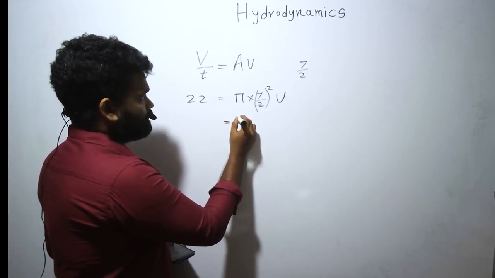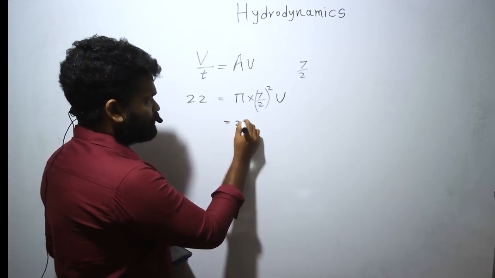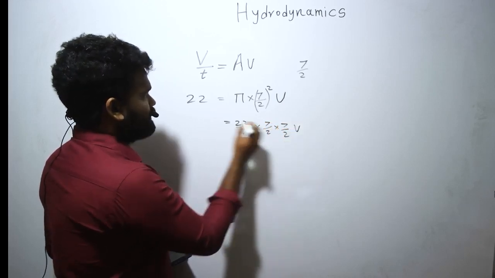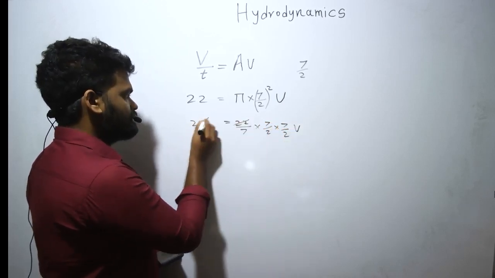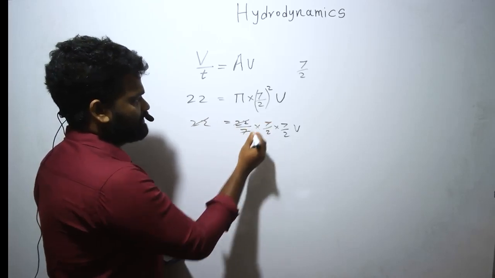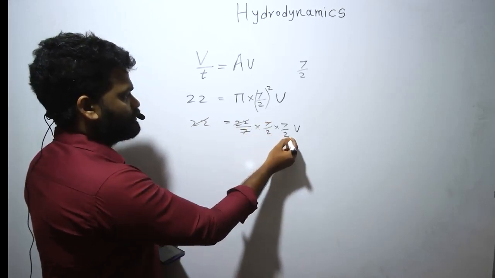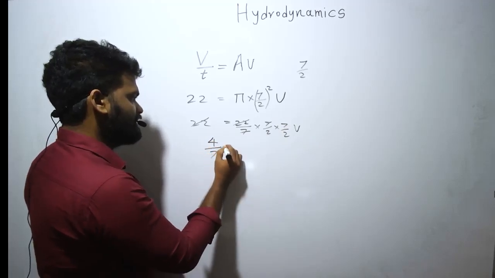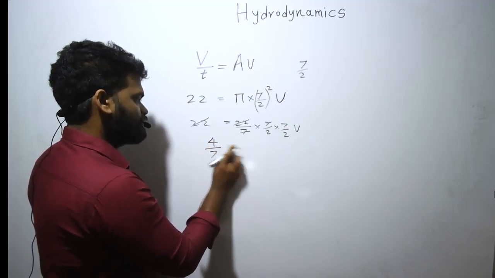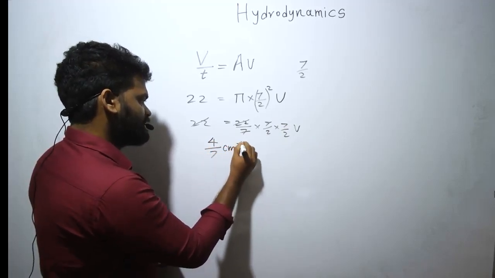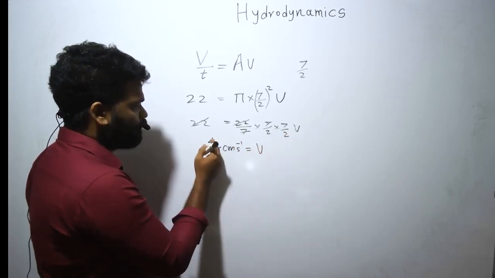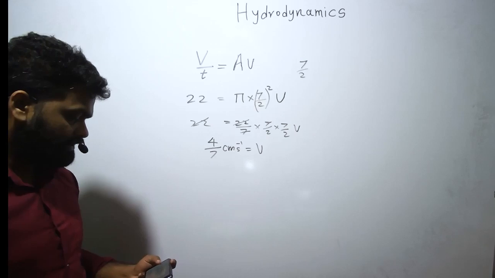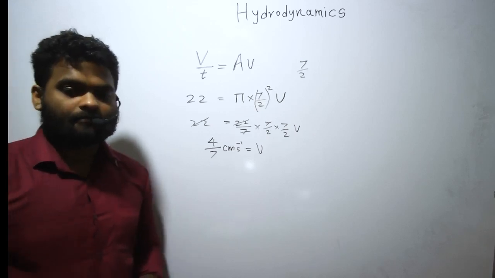So pi means 22 over 7. This is 7 over 2, 7 over 2, times V equals 22. Then just cancel: 7 and 7 cancel. 2 times 2 is 4, which goes to the other side, and 7 comes to the denominator. The answer should be in centimeters per second. Velocity is 4 over 7 centimeters per second. So it should be the third answer there.